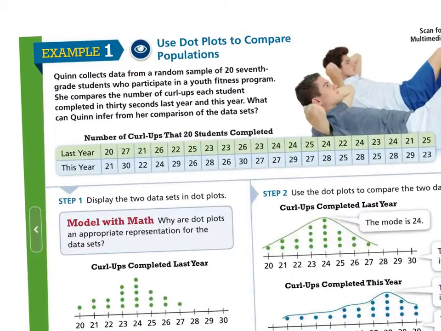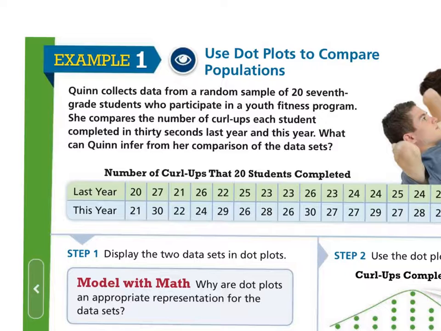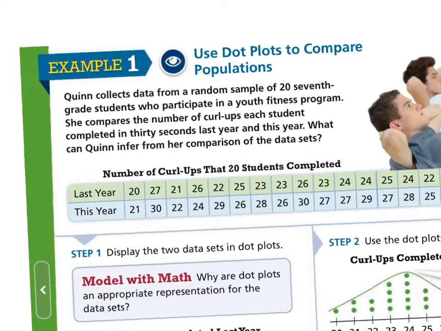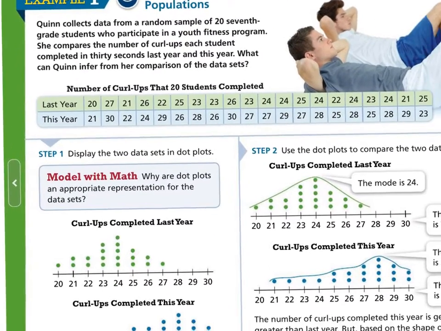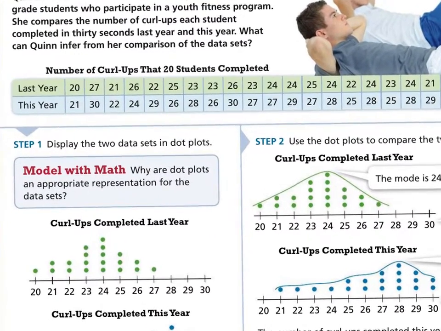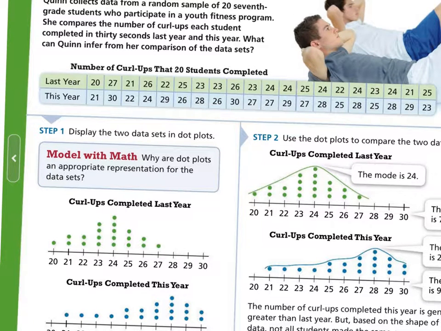Example 1, Quinn collects data from a random sample of 20 7th grade students who participate in a youth fitness program. She compares the number of curl-ups each student completed in 30 seconds last year and this year. What can Quinn infer from her comparison of the data sets? So if we just look at the numbers in this table that they've got, the numbers are not in order. It's pretty much a mess of looking at that and trying to see what's happening.